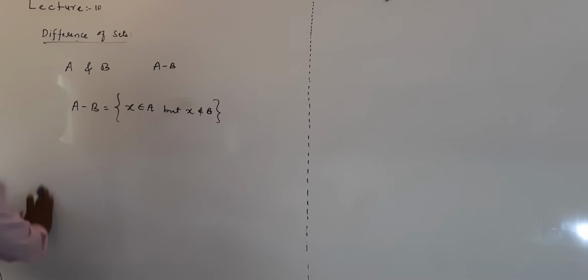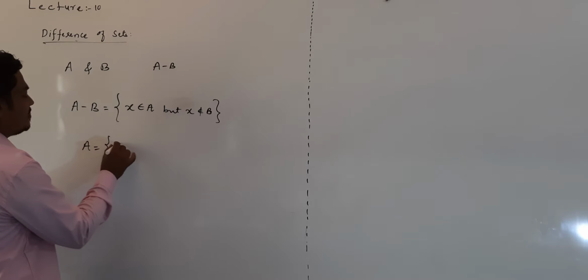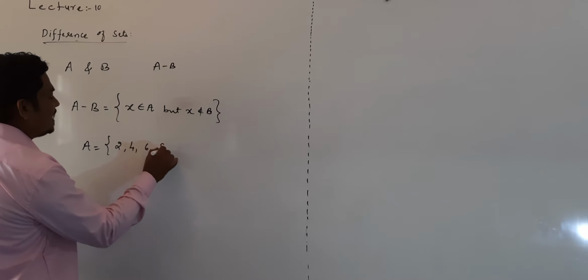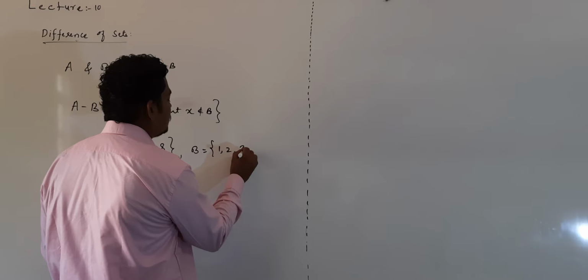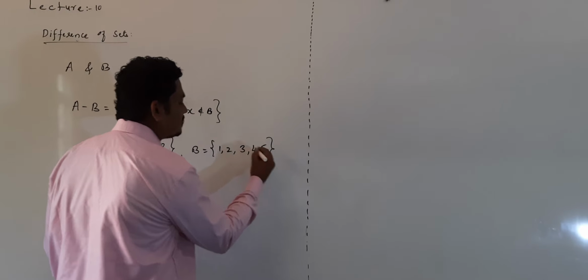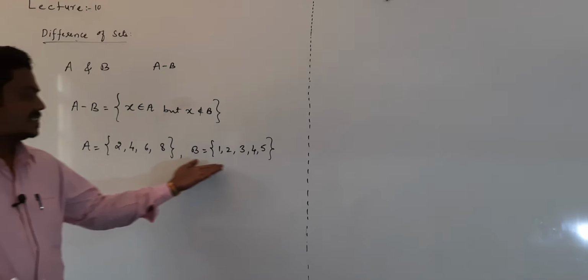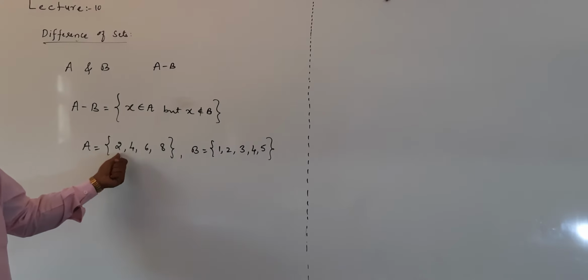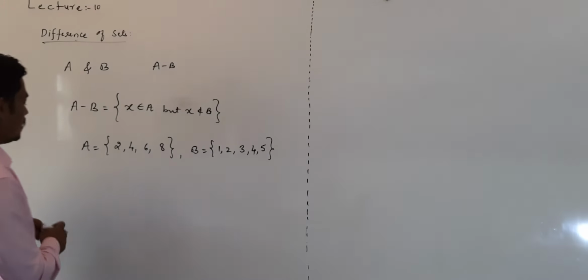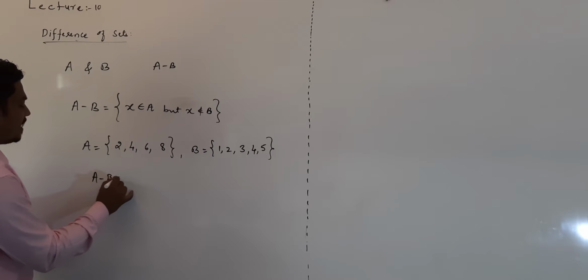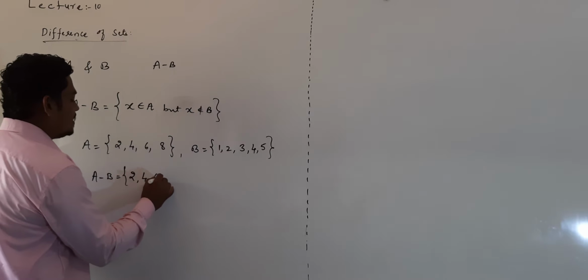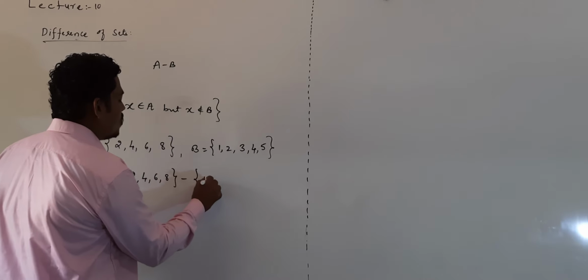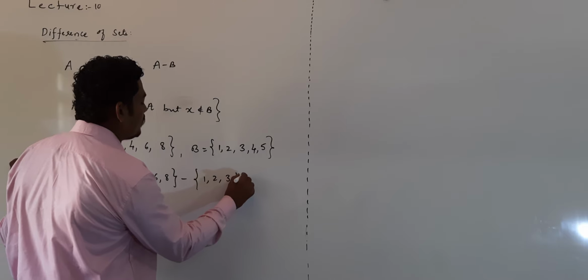I will take one example. Suppose set A is equal to {2, 4, 6, 8} and set B is equal to {1, 2, 3, 4, 5}. Two sets. Set A: 2, 4, 6, 8. Set B equal to 1, 2, 3, 4, 5. We are interested in finding A minus B. A minus B is {2, 4, 6, 8} minus {1, 2, 3, 4, 5}.